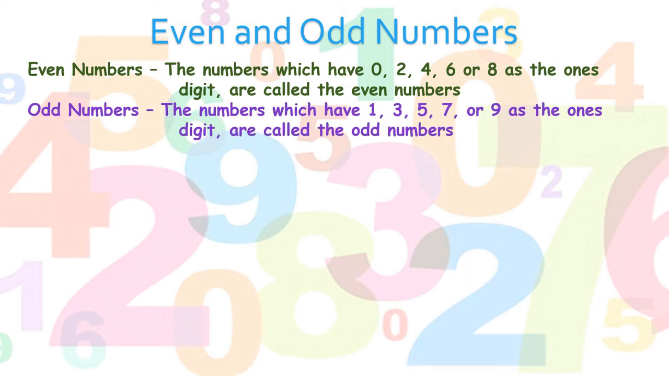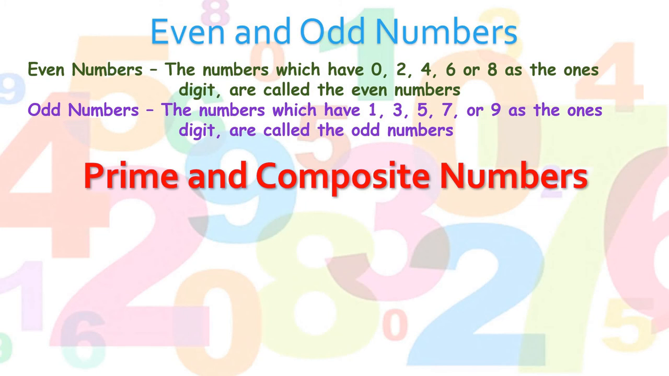Odd numbers, the numbers which have 1, 3, 5, 7 or 9 as the ones digit are called odd numbers. So 1, 92, 93, 105, 1977, all these numbers are odd numbers.